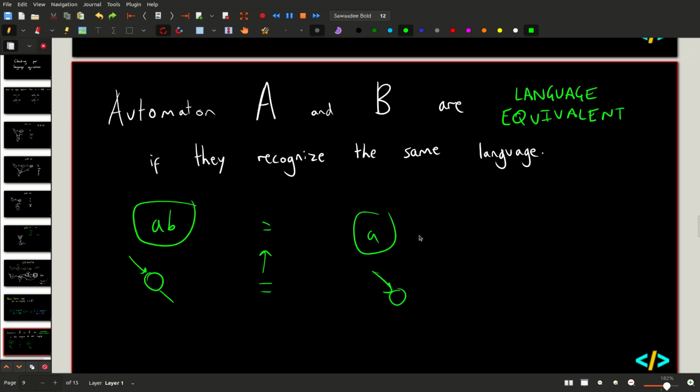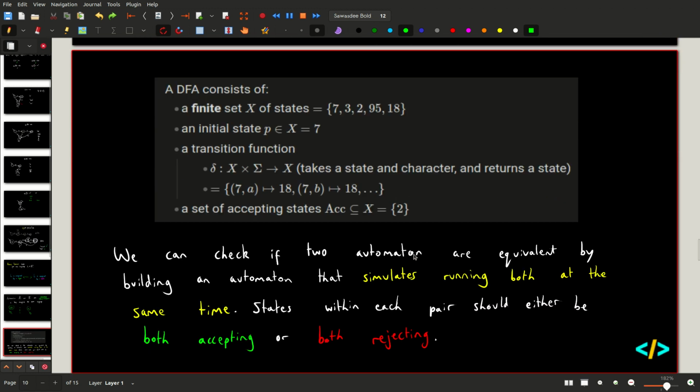Okay, back to language equivalence. Two automaton are language equivalent if they recognize the same language. All this means is they accept the same set of words, the exact same set of words. They accept the same words and they reject the same words. If there's just a single word that one accepts and the other rejects, they're not language equivalent.